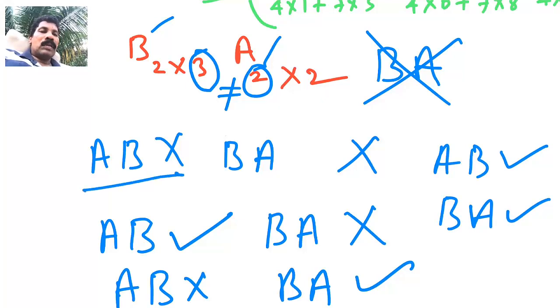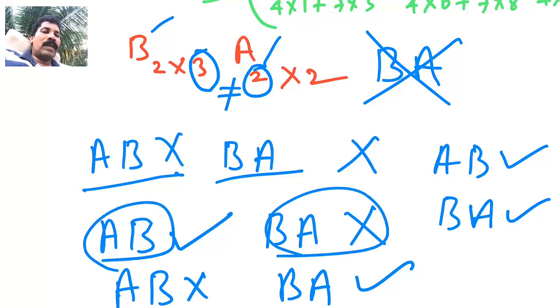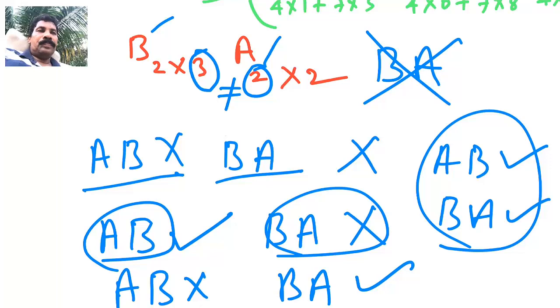So sometimes both AB and BA we cannot find, sometimes only AB we can find, BA we cannot find, sometimes AB we cannot find but BA we can, and sometimes AB and BA as well we can find. That's all.